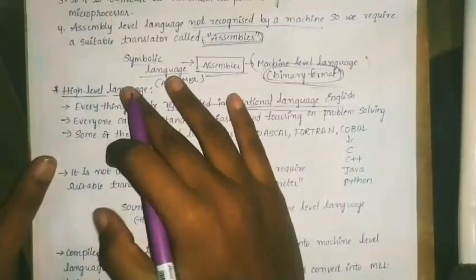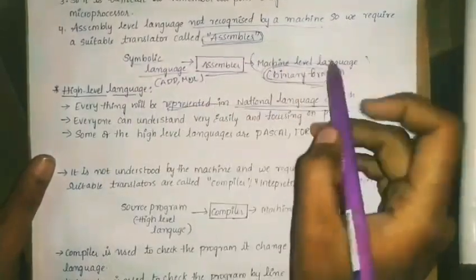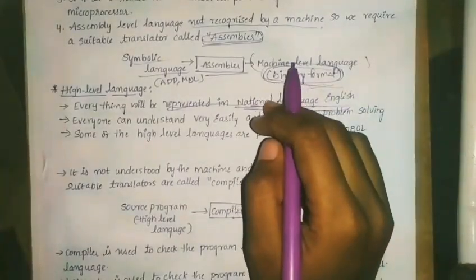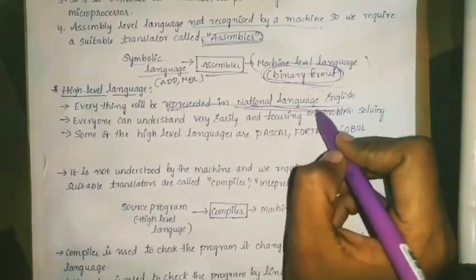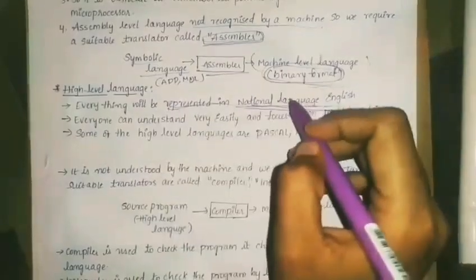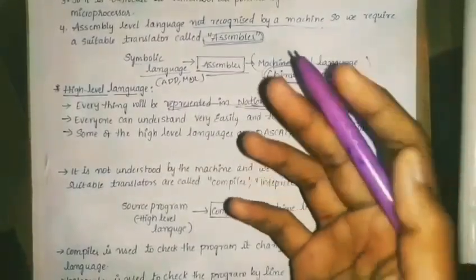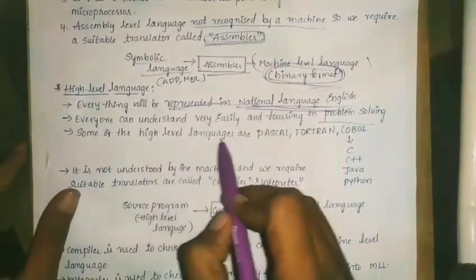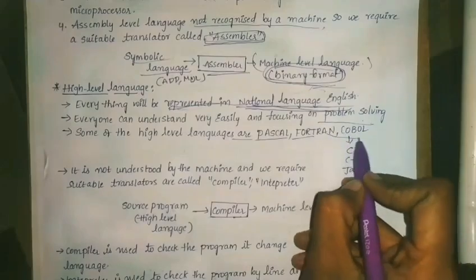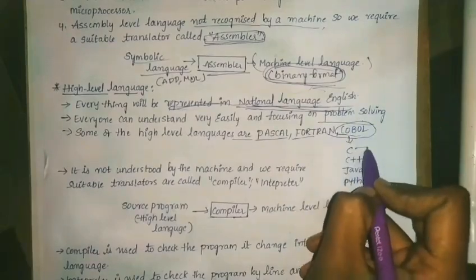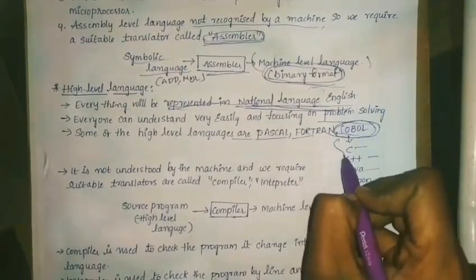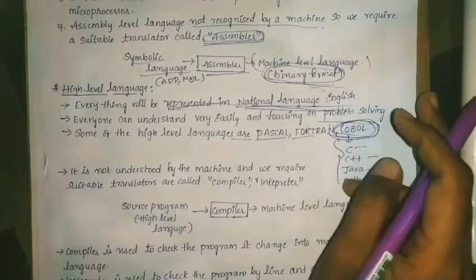Coming to high level language, everything is represented in a natural language, English. So this language is very understandable and focuses on problem solving. Why? Because everything is represented in English, which is understood by us. Some of the high level languages are Pascal, Fortran, COBOL. COBOL is the foundation for C, C++, Java and Python. These are relational languages and are extensions of COBOL.